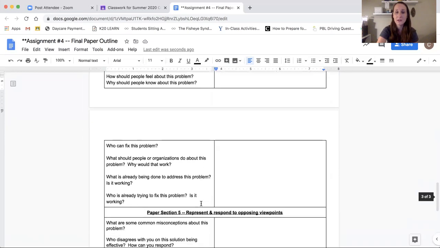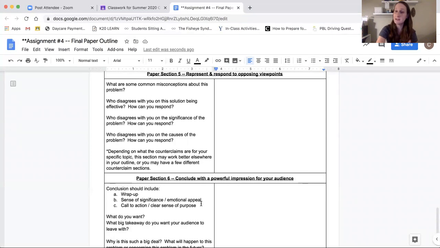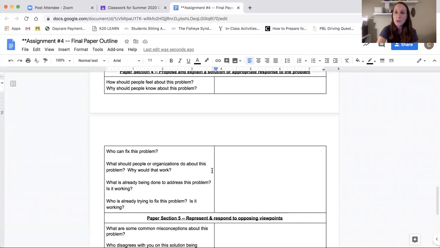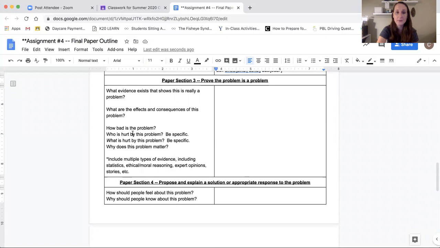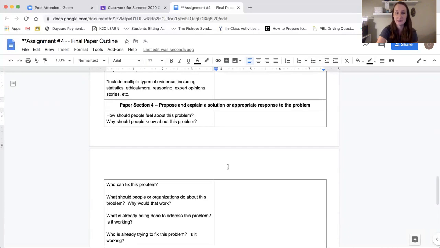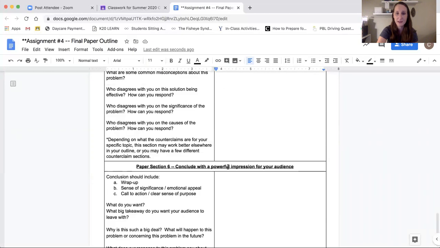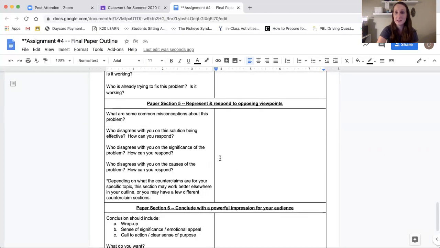So that counterclaim section could appear at a different place in the paper, or you may have counterclaims as you go. So some people say that these statistics are questionable. Put your counterclaim in as you go rather than just saving it for some predetermined templated place later in the paper. Do the counterclaim where it makes sense, as it makes sense, right? Sometimes it doesn't even work best here.